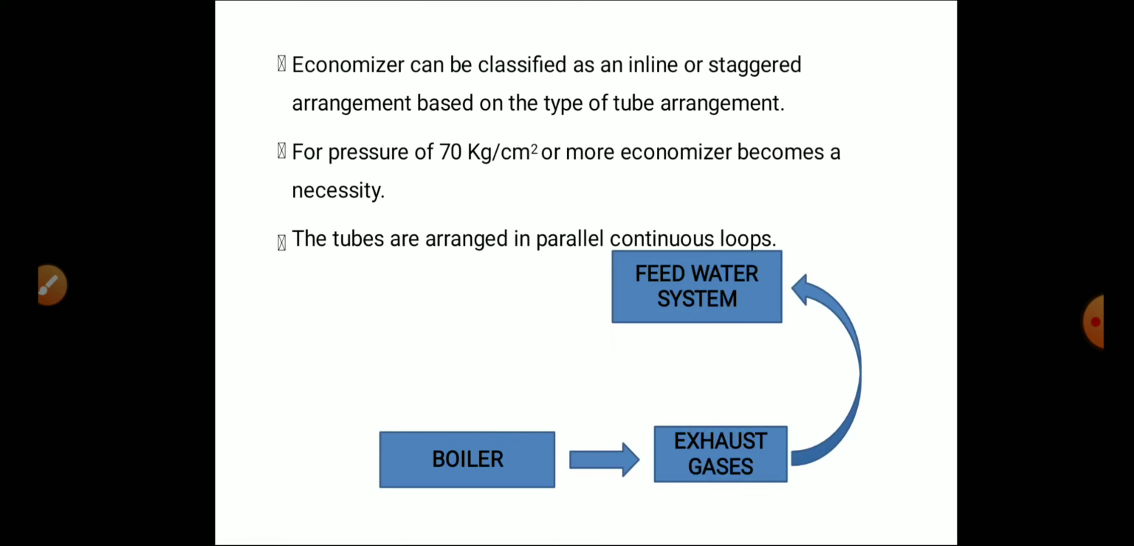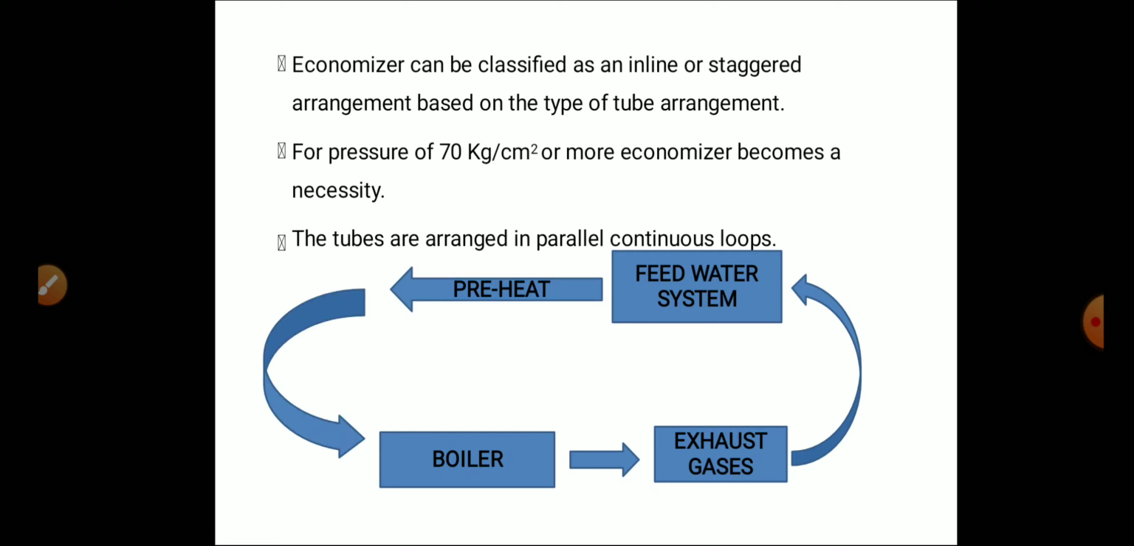Feed water system. The heat from the exhaust gases is given to the feed water system. The feed water system is the inlet to the boiler. If the water entering the boiler is already given heat, it will overall increase the efficiency of this heat process. We are actually preheating it before it enters the boiler. This cycle shows you how it is increasing the overall efficiency.